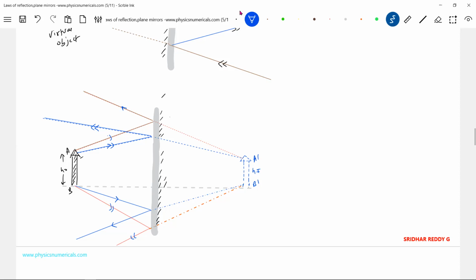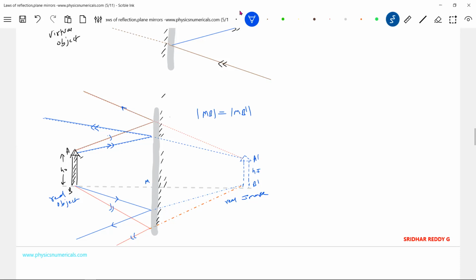Look at the image. The image is formed by the diverging reflected rays, so therefore, this is the image. Again, there's a real object and there's a real image. And if you calculate the distance, this is M1, M2. Also, let me write only M. So if you calculate BM, MB is equal to MB dash. So object distance is in fact equal to image distance.